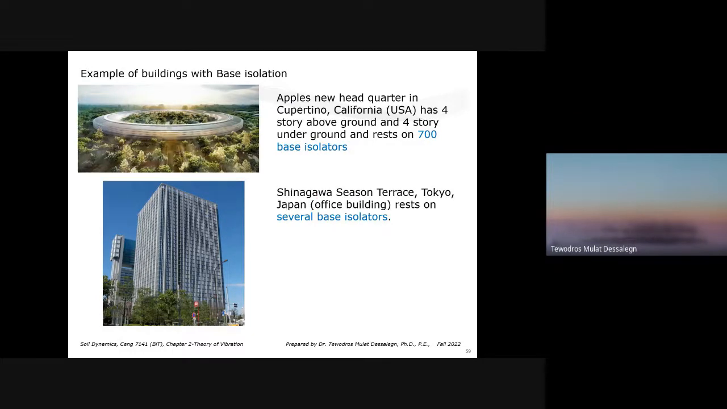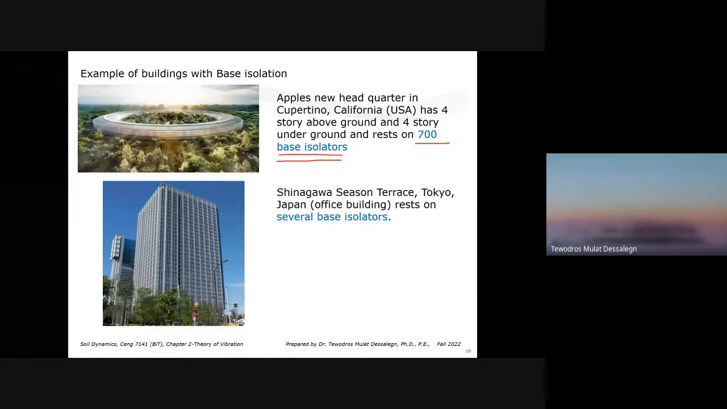So you have some examples of buildings with base isolation. For example, Apple's new headquarters in Cupertino, California, has 4 stories above and 4 stories below, and it's sitting on 700 base isolators. California is a high seismic area. We have seen it in chapter 1. So to protect it from any potential earthquake damage, they built it on base isolators. So the entire building will be moving together. No large strain, no large breaks or shears or bending moments are expected.